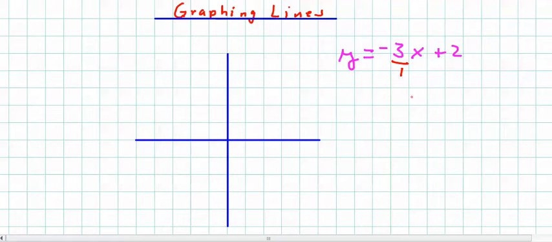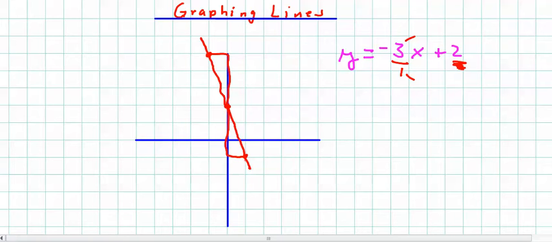Slope is rise over run. So I want to visualize the rise, which is the 3. I want to visualize the run. I go to my y-intercept, 2. And from that point, I go down 3, right 1. And I go up 3, left 1. And then I draw my line. And again, for about the 5th time, you use a straight edge.